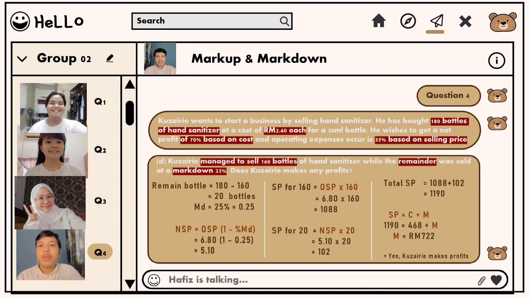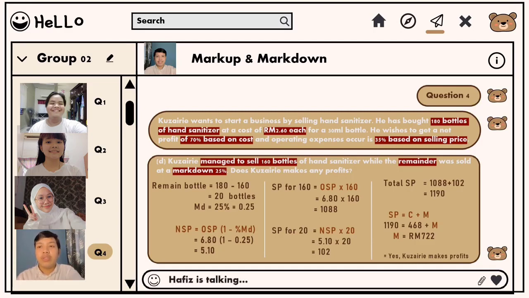For question D, the formula you need to use is new selling price equals old selling price multiplied by 1 minus percentage of markdown. So it will be 6.80 multiplied by 1 minus 0.25, and the answer is 5.10. Next, you need to calculate the old selling price first, which is the selling price for 160 bottles equals old selling price multiplied by 160 bottles. You get 6.80 multiplied by 160 bottles equals 1088, which is the answer.